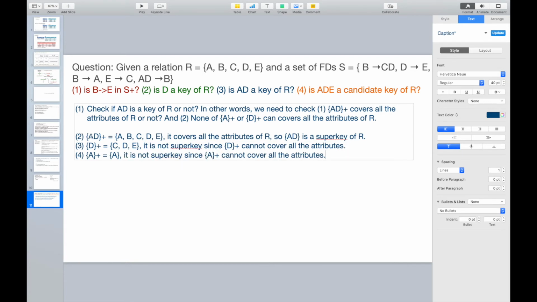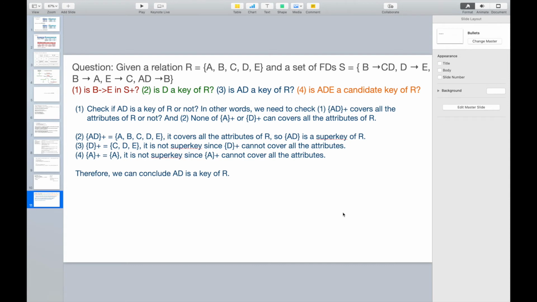So based on what we have, AD is a super key, and now its subset cannot be a super key. Therefore, we can conclude AD is a key, right? Overall, I hope you can follow me, right? The process is very similar.